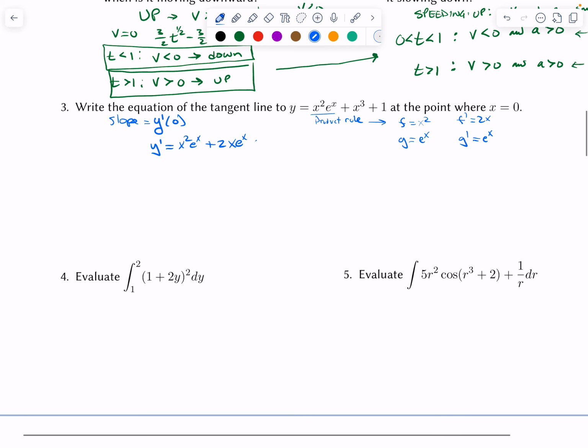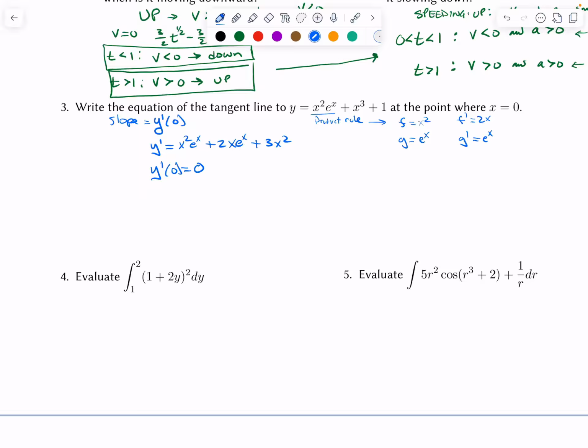Now the derivative of x cubed is 3x squared. And then the derivative of 1 is 0. So y prime of 0 is, I guess, 0. Well, that's boring.